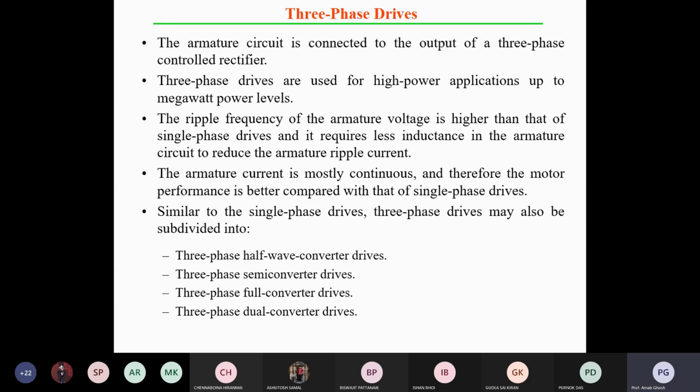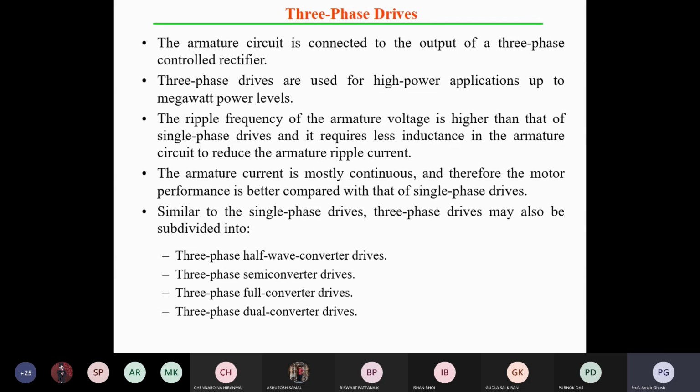So what are the most important points for the three phase drives? You can see the armature circuit is connected to the output of the three phase controlled rectifier. What do you mean by the controlled rectifier? Controlled rectifier means you can change the firing pulse to vary the range of output voltage. That is your benefit.